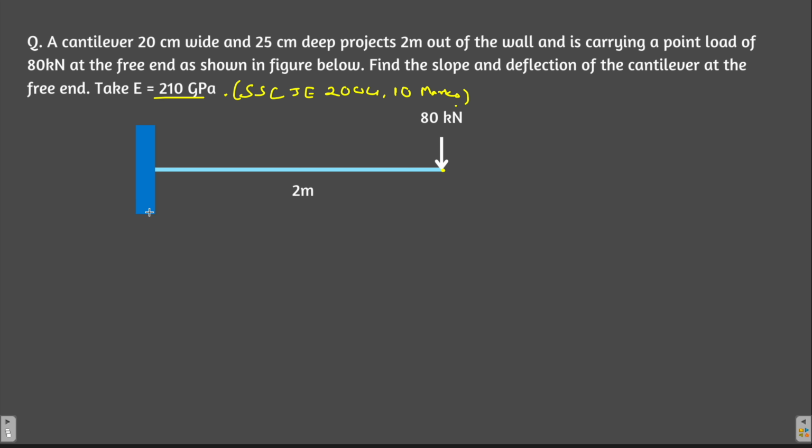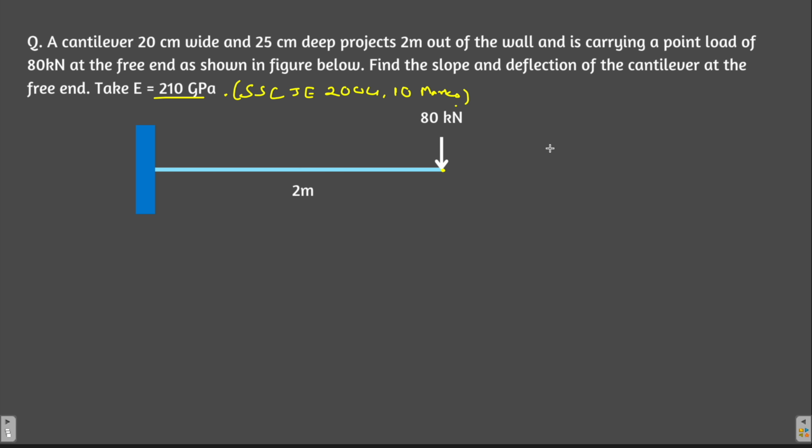Now I'll be solving this question using the moment area theorem. Those who don't know what is moment area theorem or still have the confusion regarding that, I would request them to kindly go through my videos on moment area theorem 1 and 2, where I have in detail explained everything about the moment area theorem. The link is in the description box. Now let's go to the question.